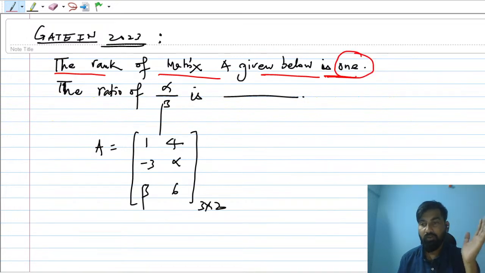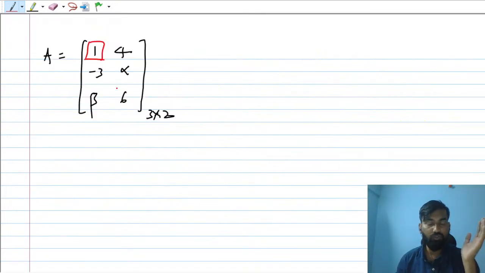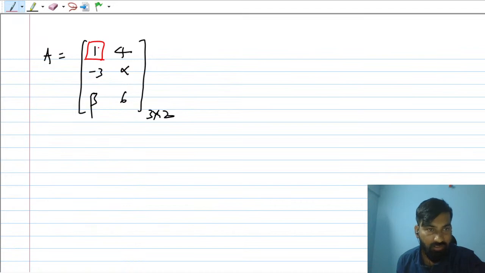You have to make these two rows 0. So how can you make these two rows 0? See, this is 1, so you apply a row operation. On R2 you can apply a row operation.